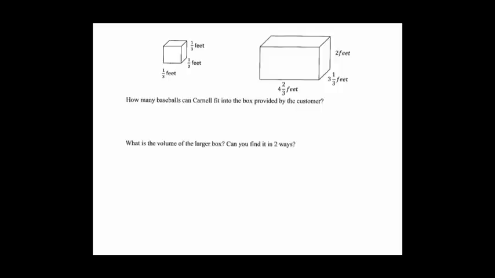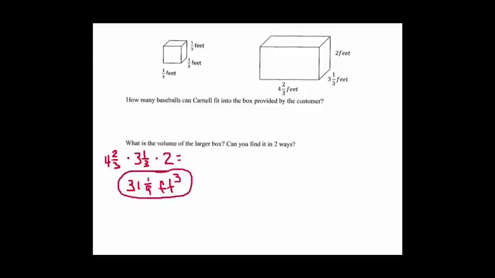Now the second part of the question reads, what is the volume of the larger box? There are two ways in which you can find this. The first way that you can find the volume of the larger box is by multiplying the three dimensions, 4 2/3 feet times 3 1/3 feet times 2 feet. So copy this down on your paper. You can plug it into your calculator, and you will find that when you multiply the length times the width times the height, you will come up with 31 1/9 feet cubed.